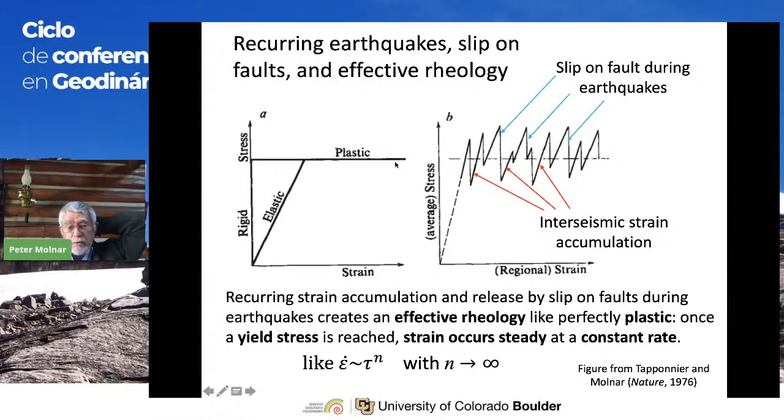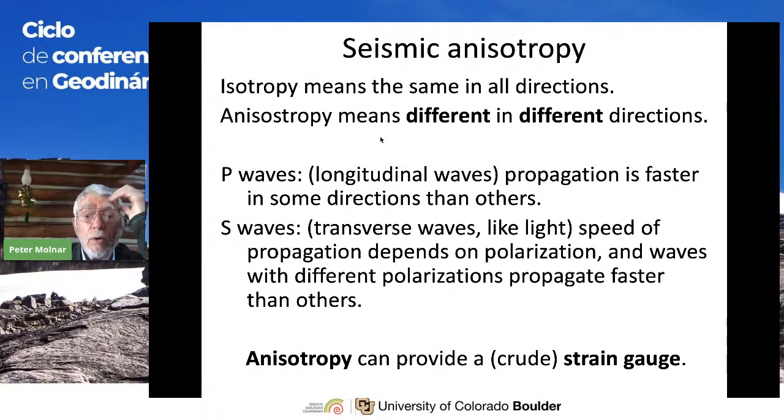So I want to quickly now just take you into a different topic altogether, seismic anisotropy. Isotropy means the same in all directions. Anisotropy means different in different directions. And so P waves, which are longitudinal waves, can propagate faster in some directions than in others if the material is anisotropic. And S waves, which are transverse waves, like light, the speed of propagation depends on polarization, and waves with different polarizations propagate faster than others. The key here is that anisotropy provides a, albeit crude, strain gauge.